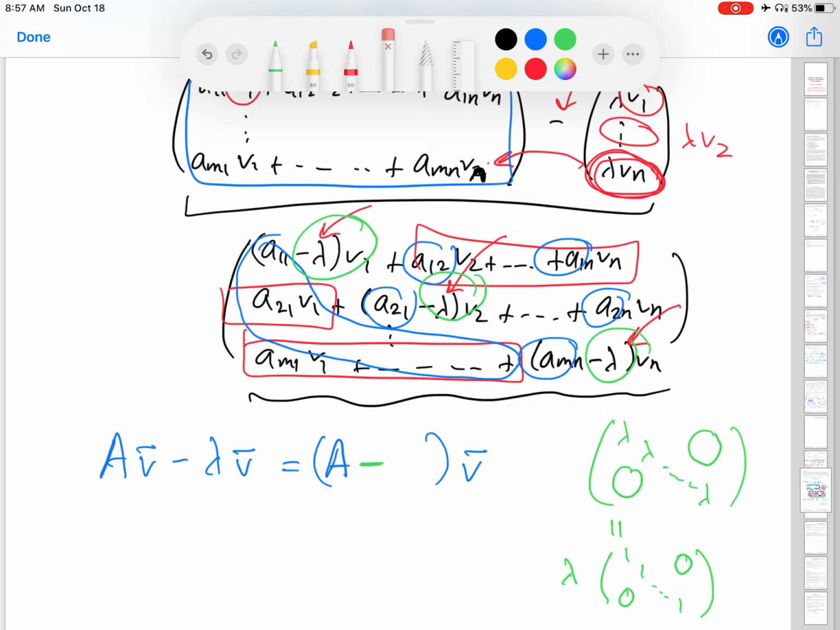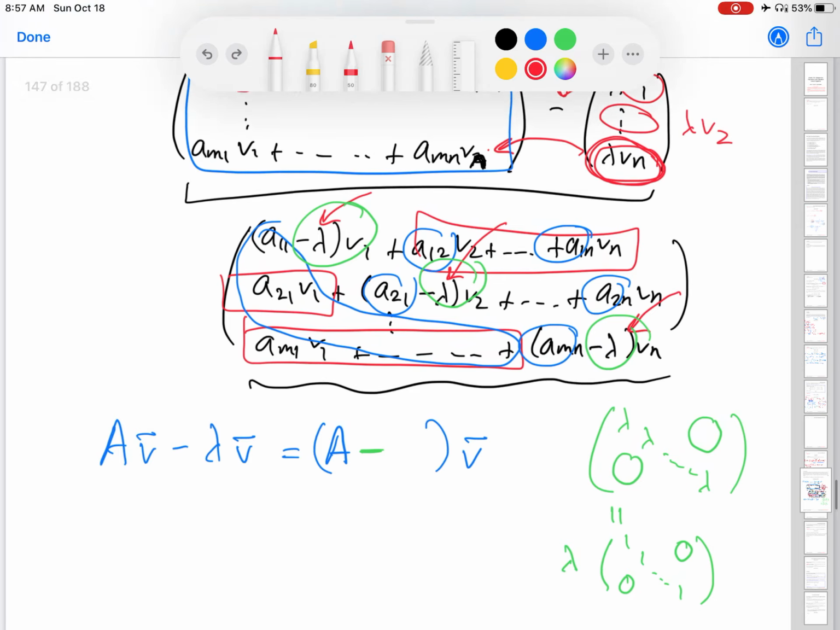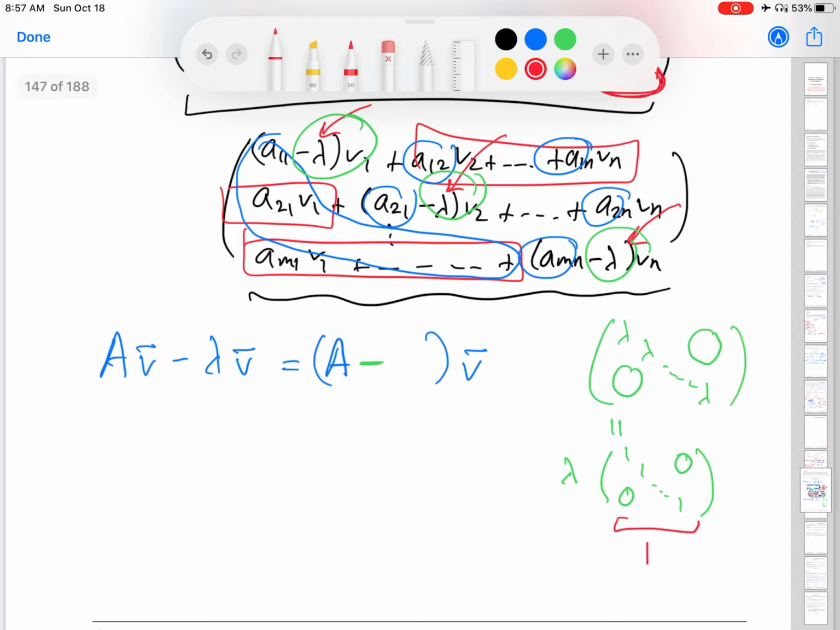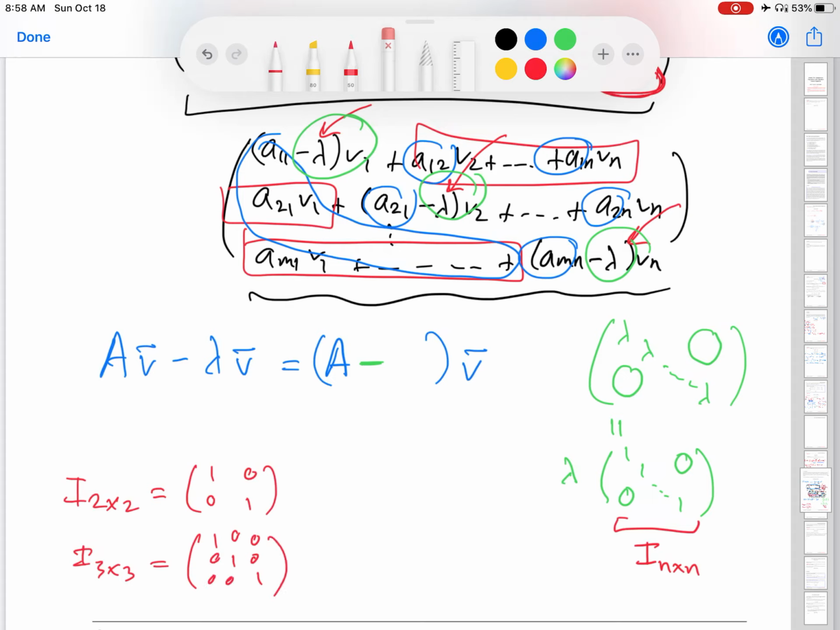But in this particular matrix, there are so many zeros that when I multiply by lambda, I only end up changing the diagonal, and that results in that diagonal of lambdas. This matrix is called the identity matrix, and I'm going to write I n by n. This is the matrix which has 1 along the diagonal, 0 everywhere else. For example, the 2 by 2 identity matrix looks like this. The 3 by 3 looks like this, and so on and so forth.